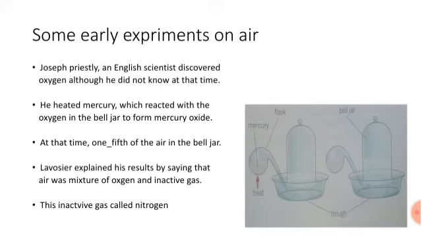Lavoisier explained his result by saying that air was a mixture. Now it is proved that air is not a single element, it is a mixture. Air was a mixture of an active gas called oxygen, which helped things to burn in the air, and an inactive gas, which we know as nitrogen.